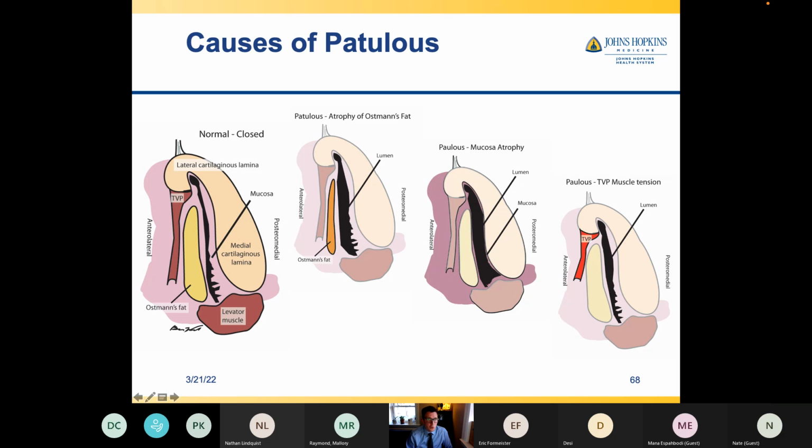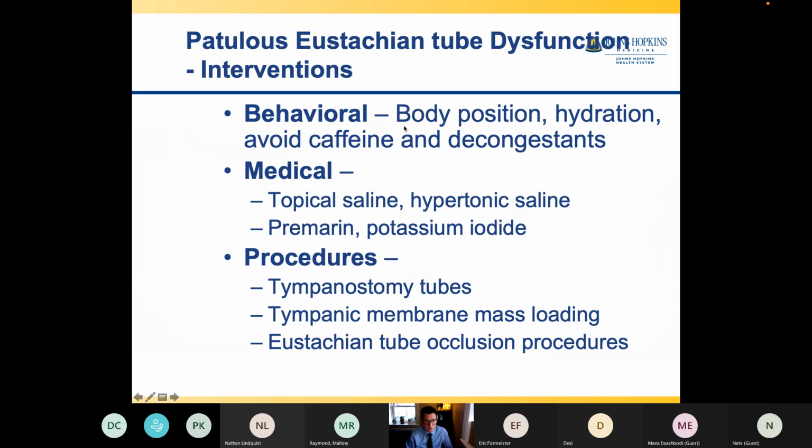So, treatments for this. Behavioral: the first thing is just to educate them on what's going on. Different body positions can help. If they get dehydrated, it's more likely to happen, so they should avoid things like caffeine and decongestants. Caffeine is a trigger for a lot of people with patulous, and certainly anything made to decongest them, which is common because people are often treating obstructive issues, but it's really patulous.